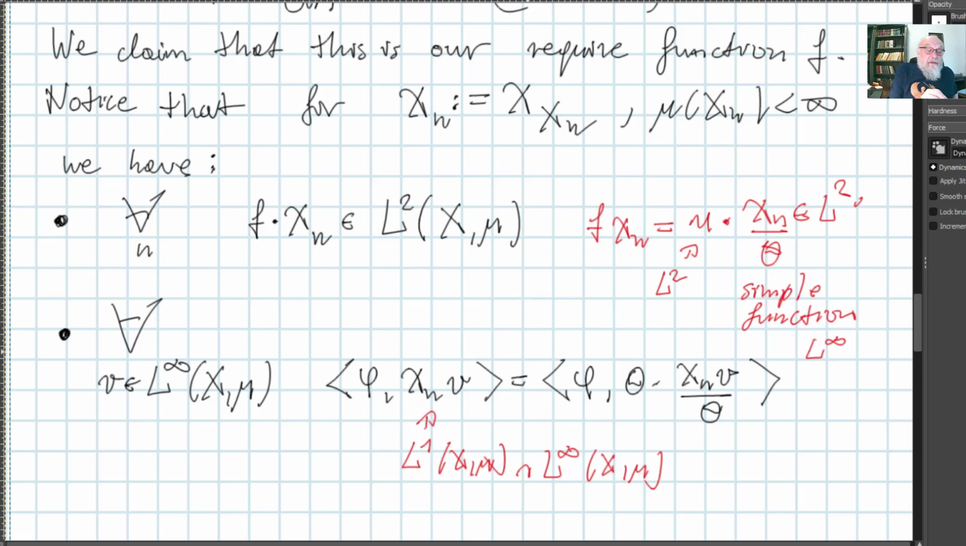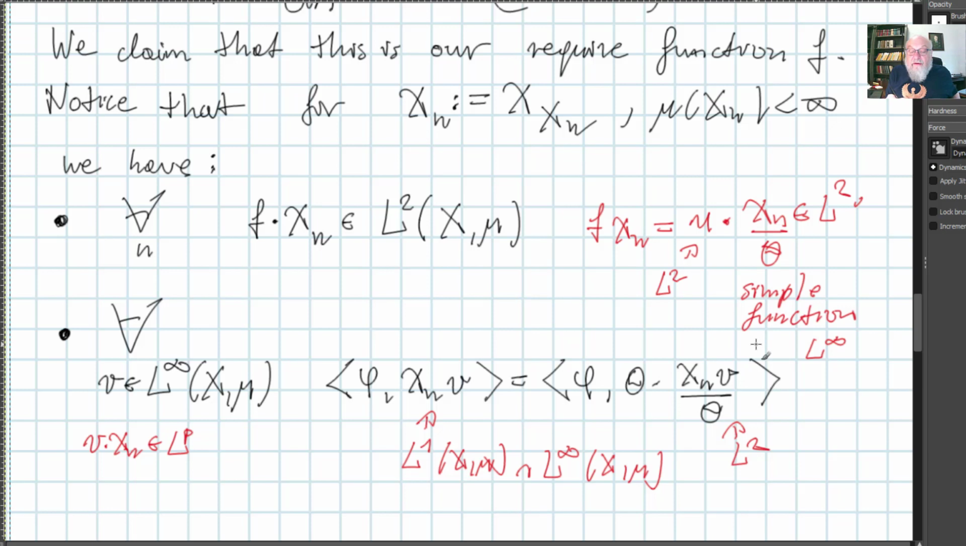We showed it. Because, as I mentioned, the function L infinity sits, so this function v times χ_n belongs to every L^p. Look, this is a bounded function, zero outside a set of finite measure, so it is in every space L^p. So that's a well-defined value.